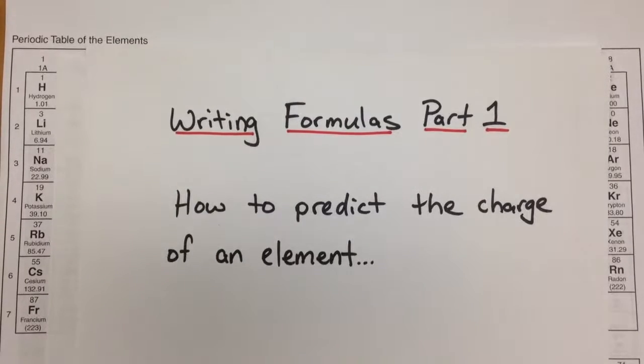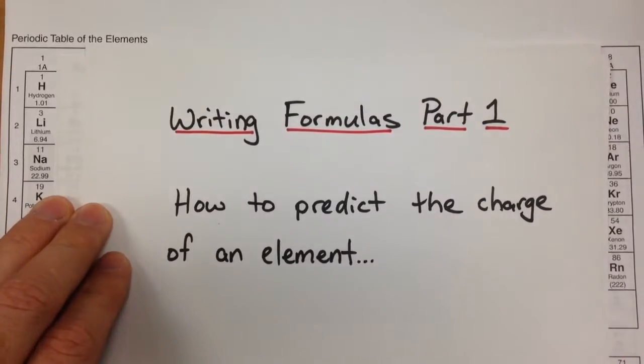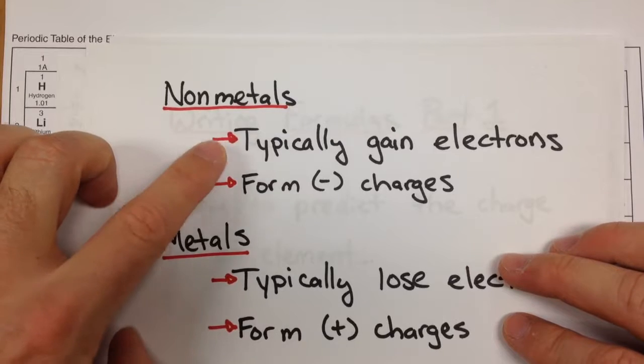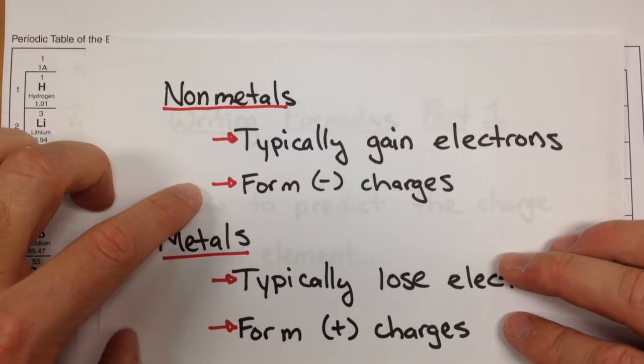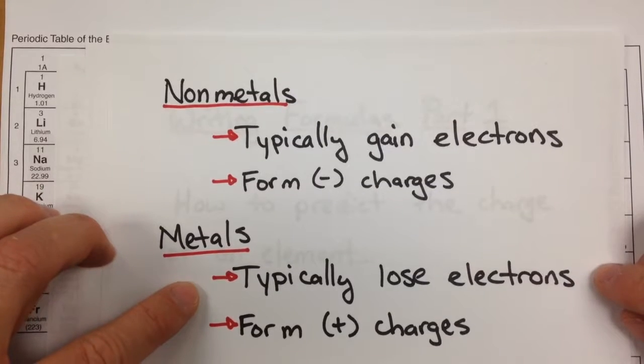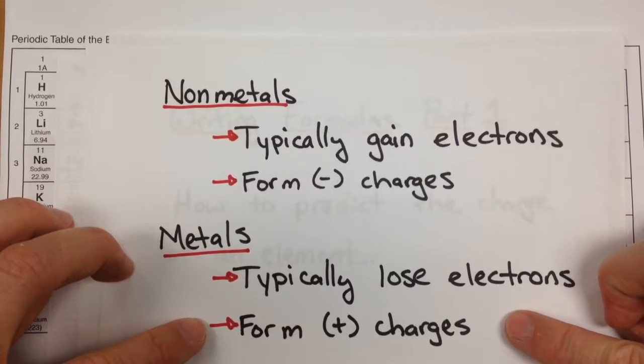Welcome. This will be the first video in a series on writing formulas. What we're going to do right now is predict the charge of an element using the periodic table. One thing we should keep in mind is that typically nonmetals will gain electrons, forming negative charges, whereas metals will lose electrons, forming positive charges.